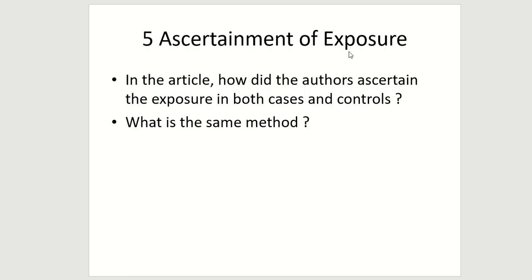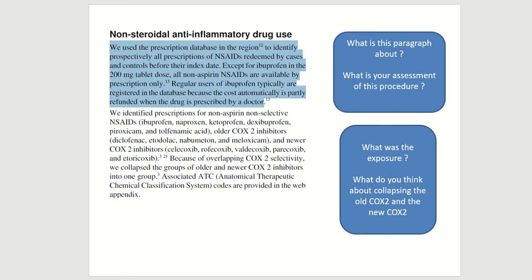Okay, so ascertaining of exposure, if we go back to the article, how did the author ascertain the exposure of the cases and controls, and was it done in the same method? So again, if you read your article, it has a section called Non-steroidal anti-inflammatory drug use, and this is the exposure. And typically that's how an article is written. They tell you where they got the cases from, where they got the controls from, how they looked at the presence or absence of the outcome, etc. So all the elements that we're discussing are actually elements of the article.